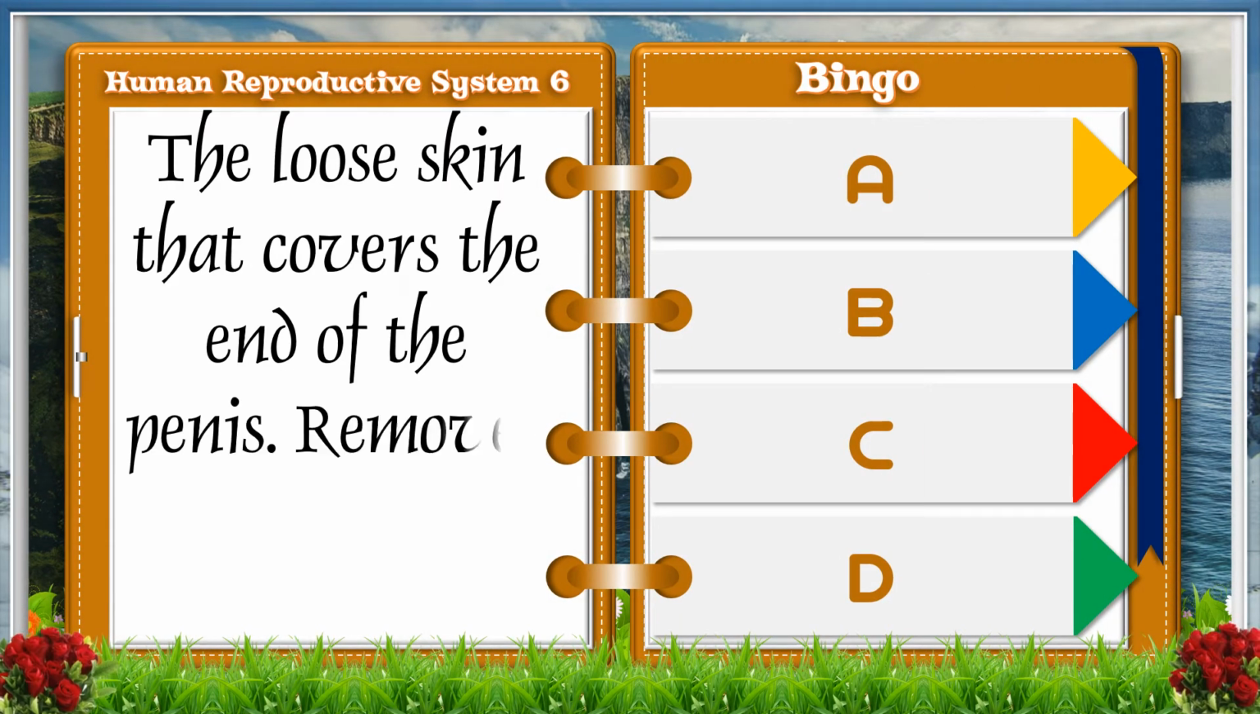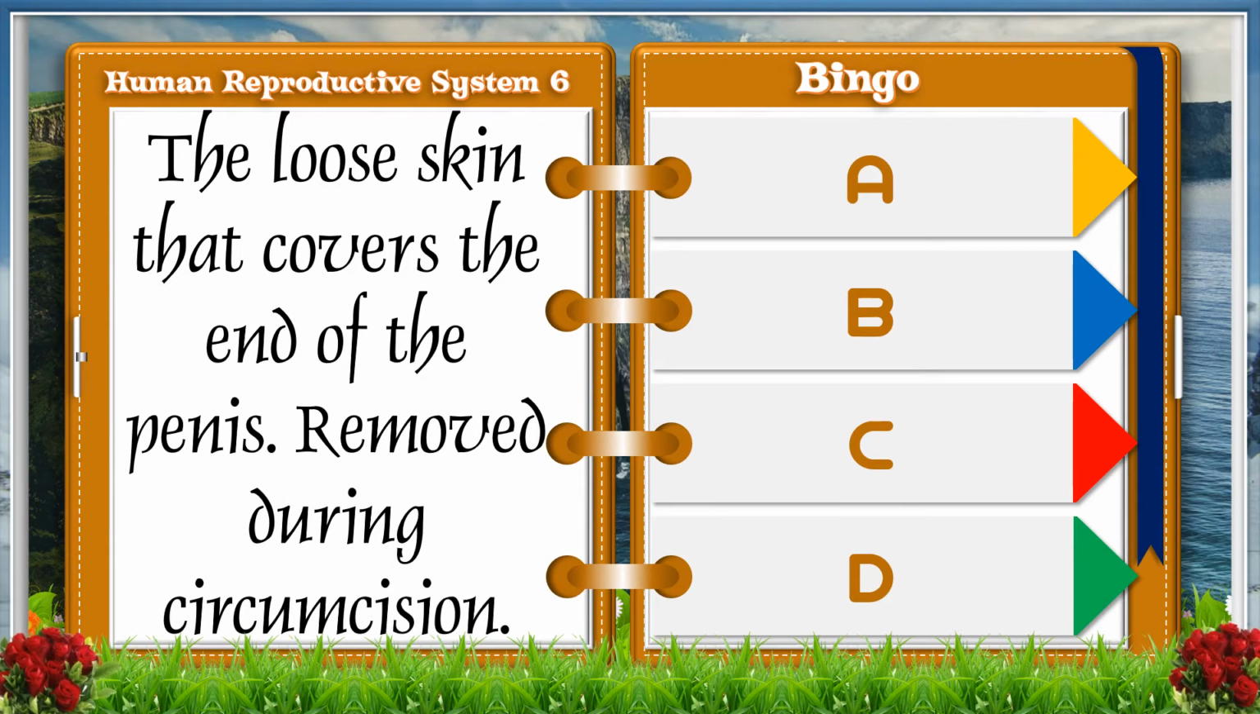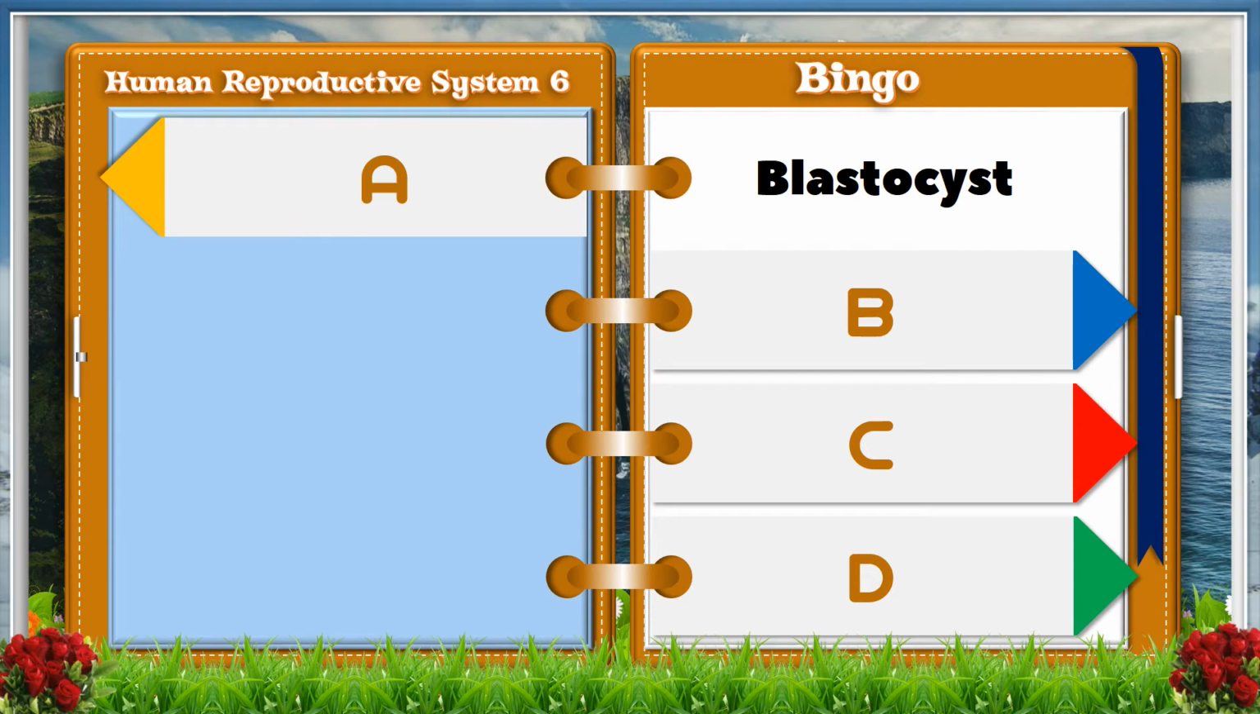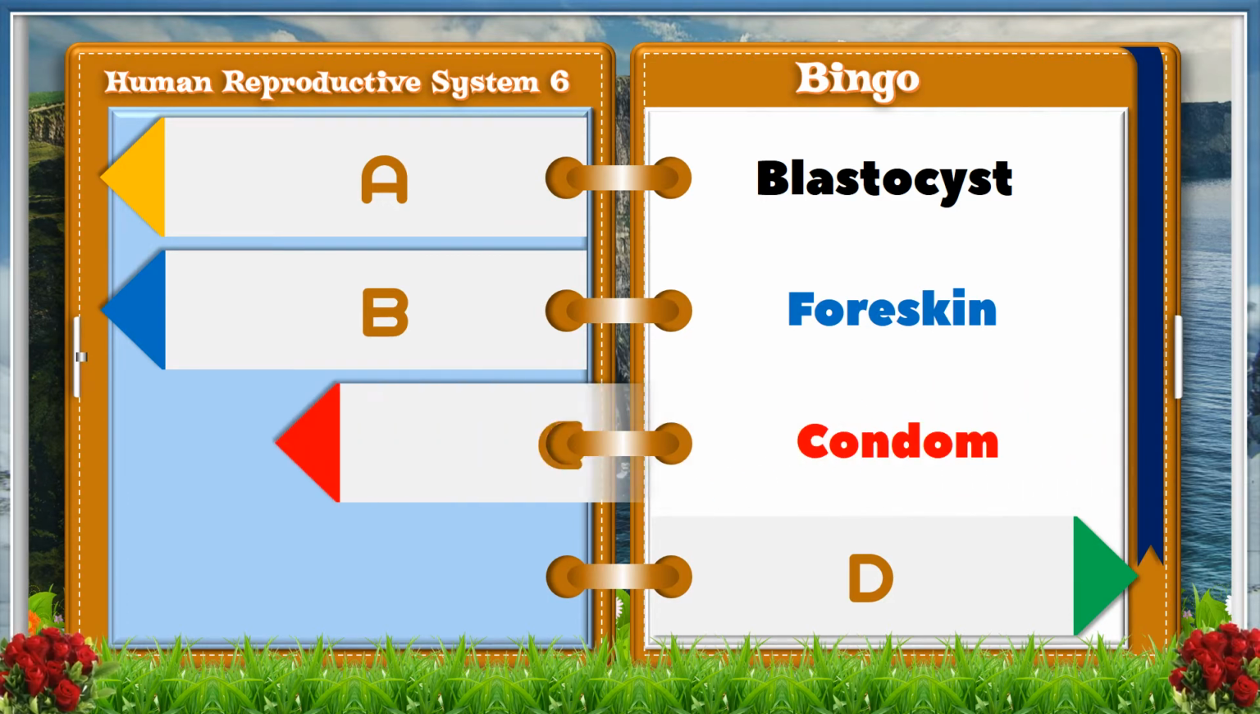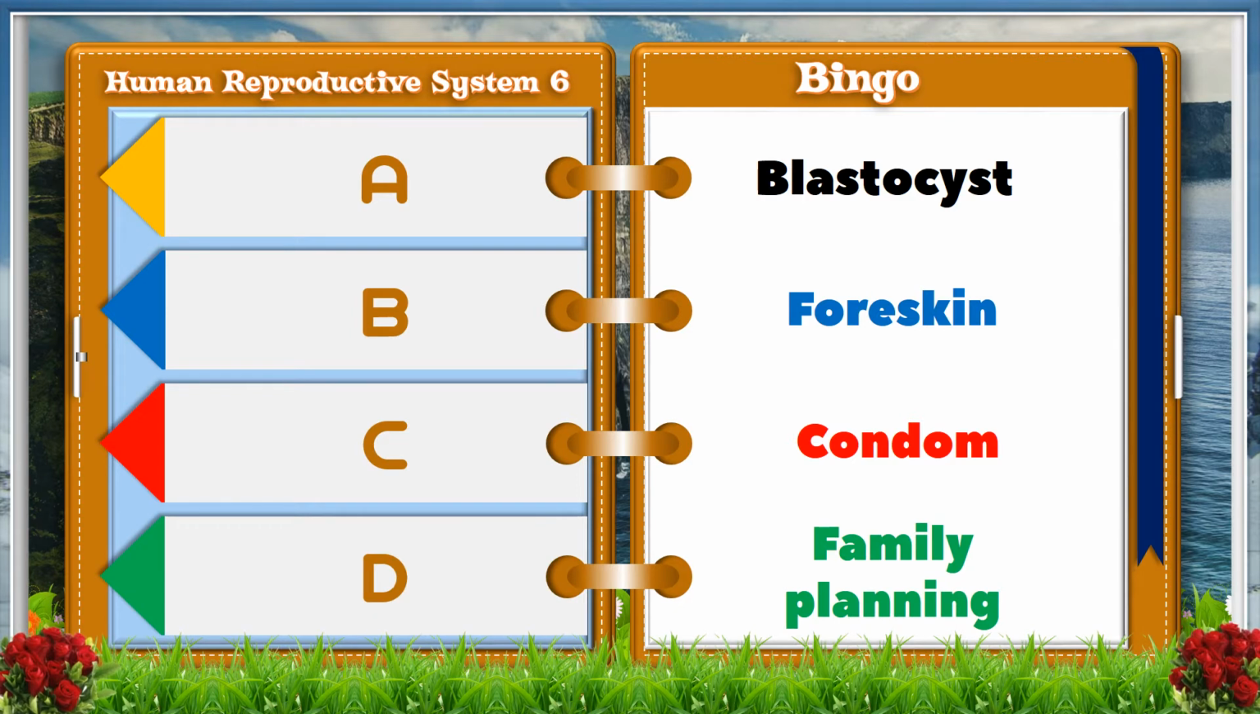The loose skin that covers the end of the penis, removed during circumcision. A, blastocyst. B, foreskin. C, condom. D, family planning. And the answer is B, foreskin.